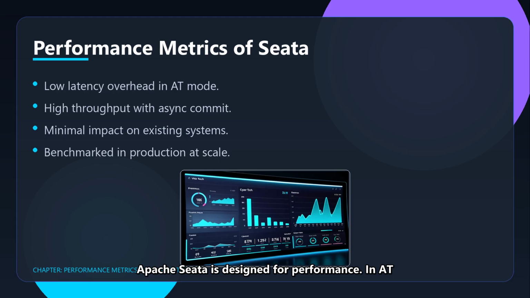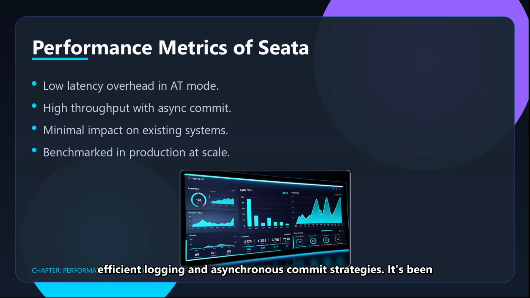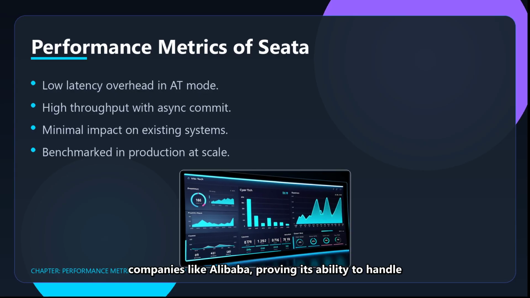Apache Seata is designed for performance. In AT mode, the latency overhead is minimal due to efficient logging and asynchronous commit strategies. It's been benchmarked and used in production at scale by companies like Alibaba, proving its ability to handle high throughput with minimal impact.